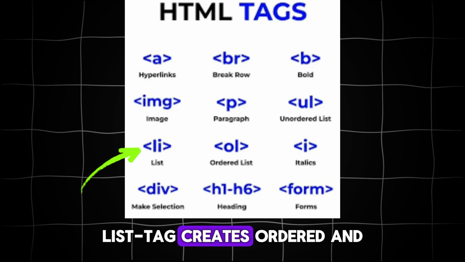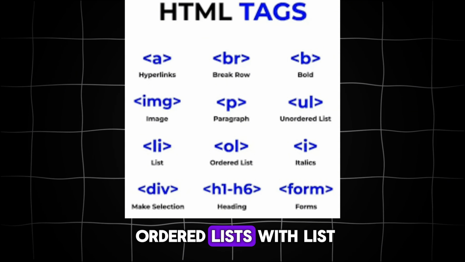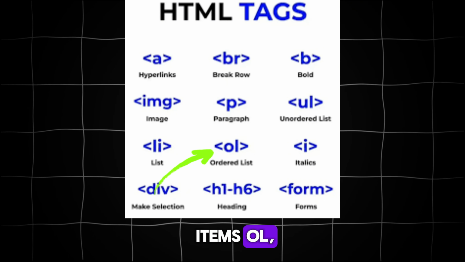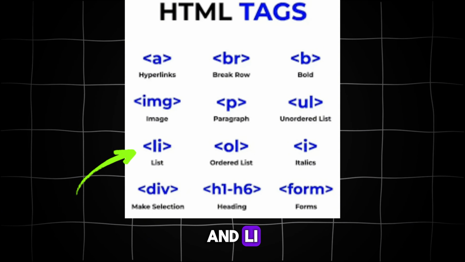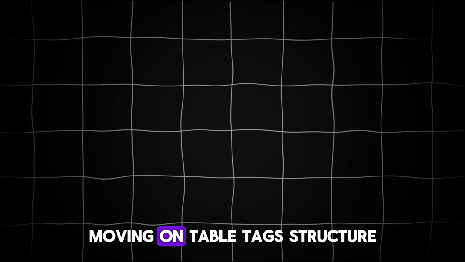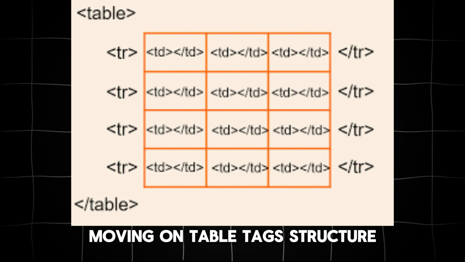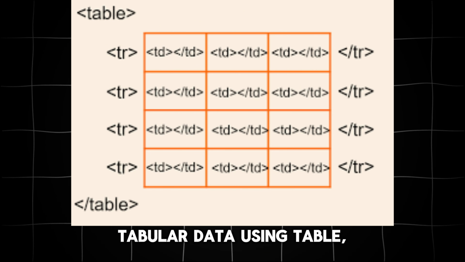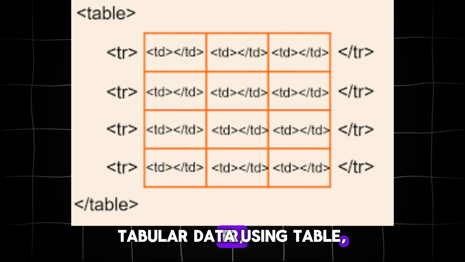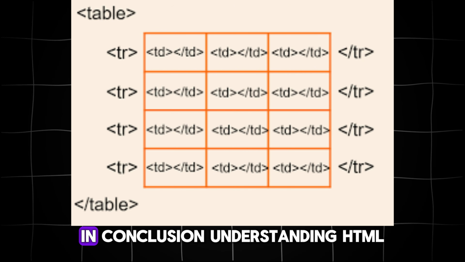List tags create ordered and unordered lists with list items: OL, UL, and LI. Moving on, table tags. They structure tabular data using table, TH, and TD tags.